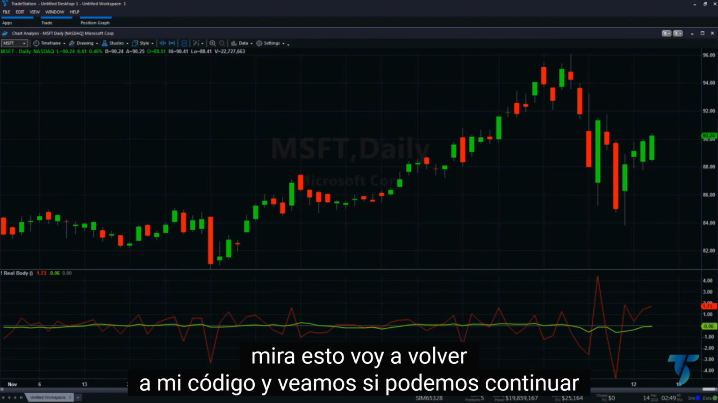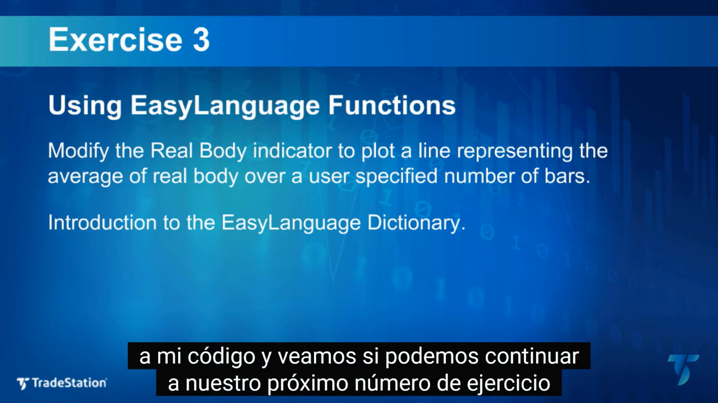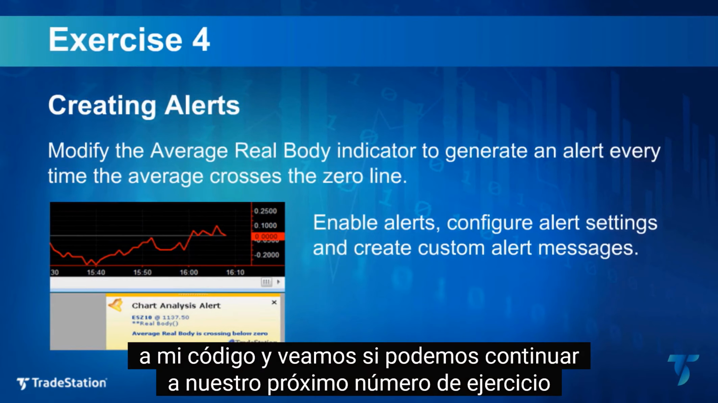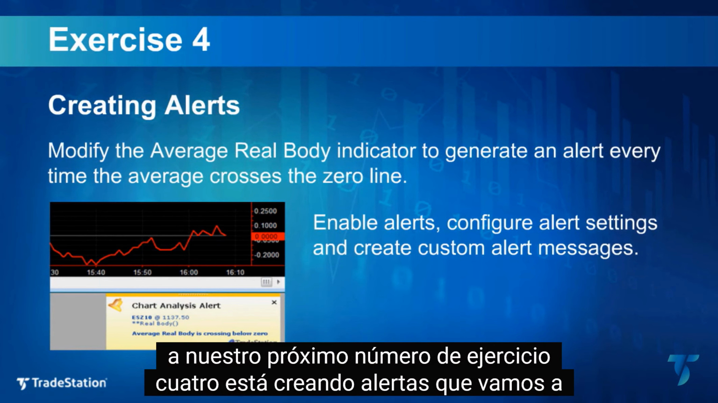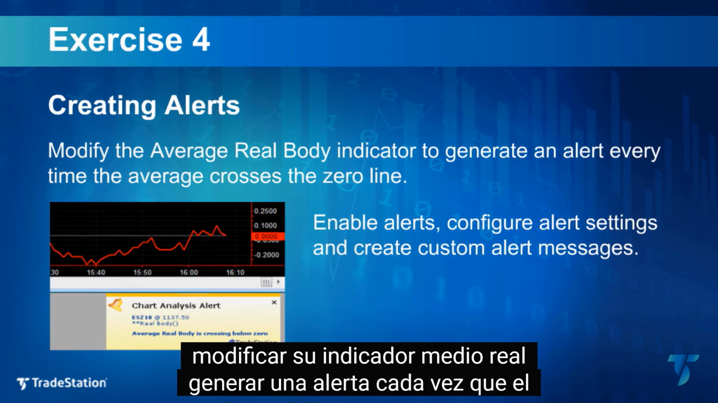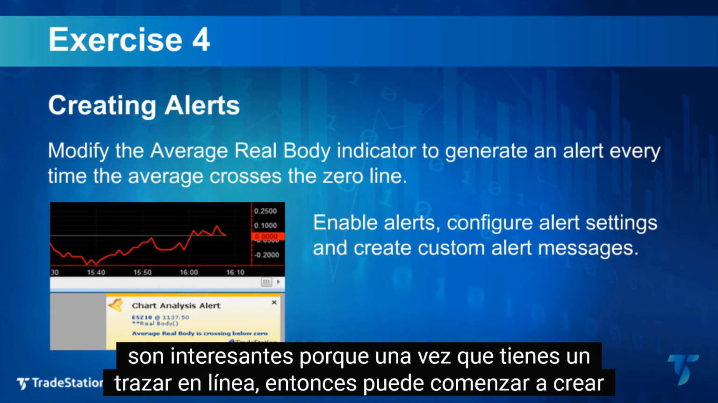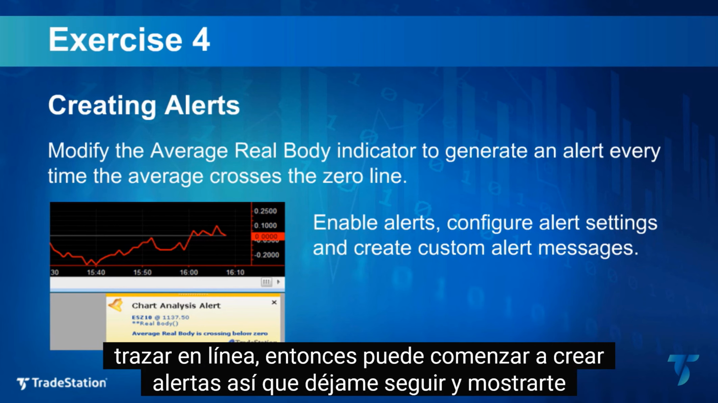Okay, let's go ahead and take a look at this. I'm going to come back to my code, and let's see if we can go on to our next exercise. Exercise number 4 is creating alerts. We're going to modify the average real body indicator to generate an alert every time the average crosses the 0 line. So alerts are interesting because once you have a plot in line, then you can start creating alerts. So let me go ahead and show you how you can do that.